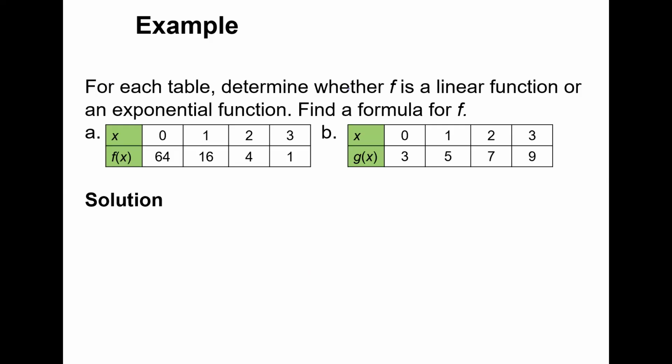Now, for each table, we're supposed to determine whether f is a linear function or an exponential function, and then find a formula for f. All right, so here at time 0, we're at 64. And then if we move up 1, what have we done? Well, it looks like we divided by 4. Then if we move up one more, we've divided by 4 again. If we move up one more, we've divided by 4 again. And I would assume number 4 would be 1/4.